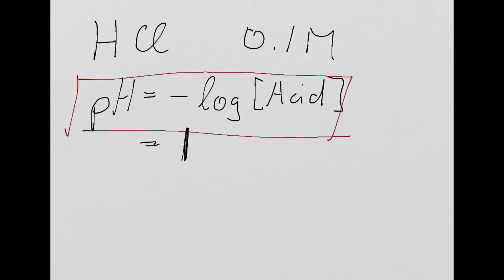Just a quick application. Let's assume we have an acid. Let's assume we have acetic acid again. We know the acetic acid pKa is 4.75.